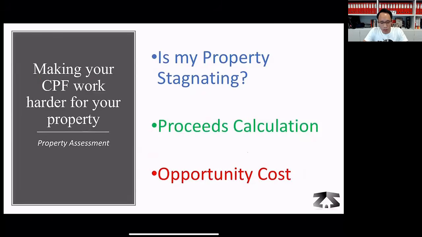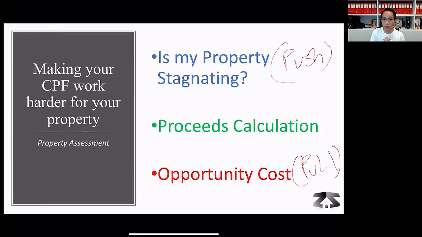All right, so making your CPF work harder for your property. What you want to do is assess your property probably every 3 to 5 years, whether your property is stagnating. Do the proceeds calculation that I did earlier and weigh the opportunity cost. Your property is what I call the push factor. I always like to use this, the push factor. And then opportunity cost: are there better buys around? Are there things that you can diversify into? That is the pull side of things, the opportunity cost. Because if you're sitting on it too long, you actually miss out on this.